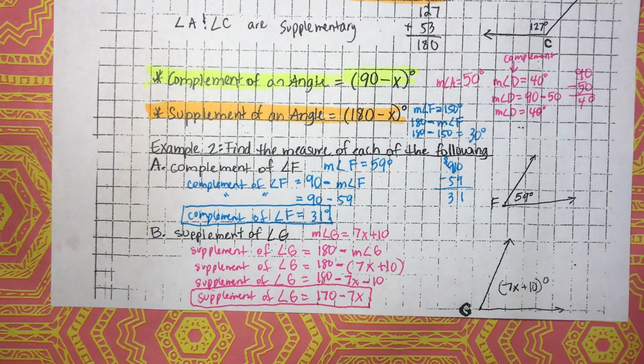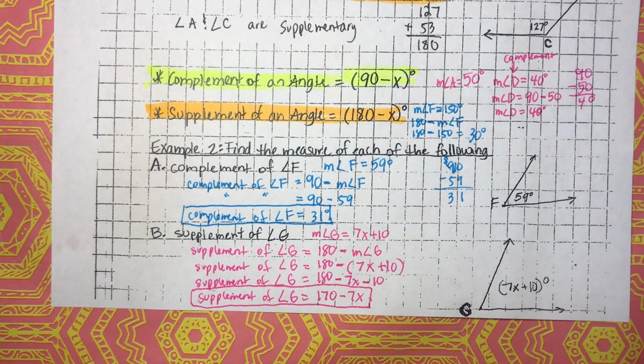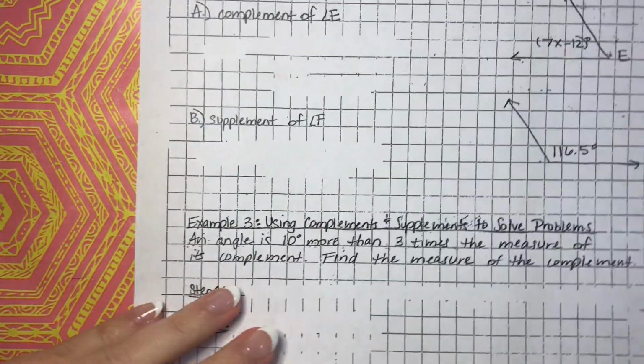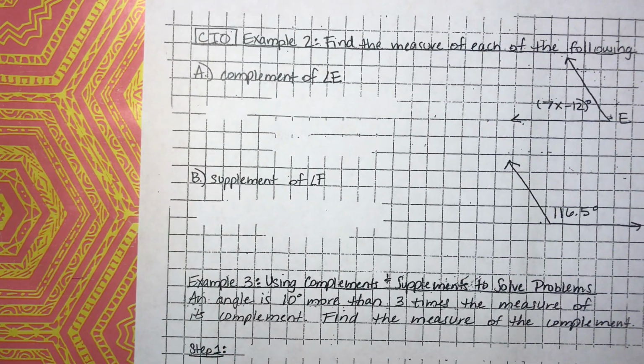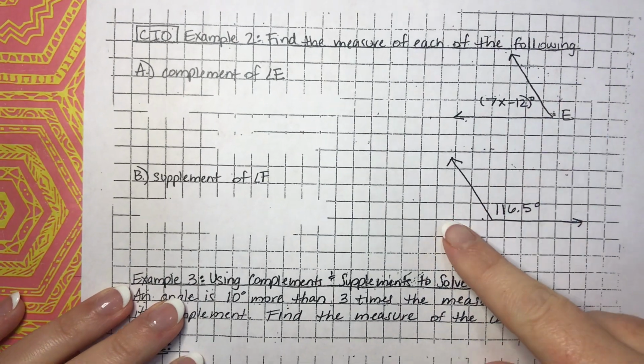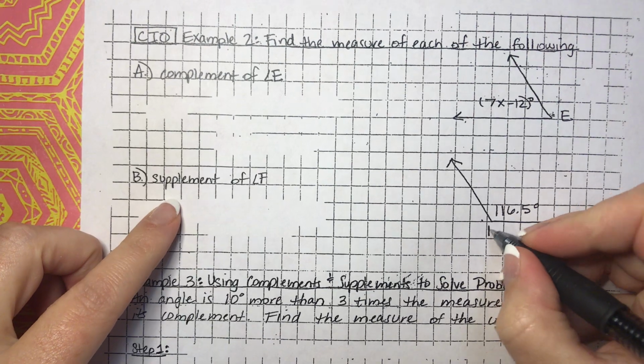All right, there we go. Okay, now it's on to flip the page, check it out, example 2, and we're going to find the measure of each of the following. So on A, there's the complement of angle E right here. And here we have the supplement of angle F, and I think we need to write in a little F right there.